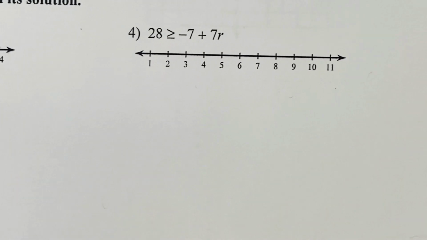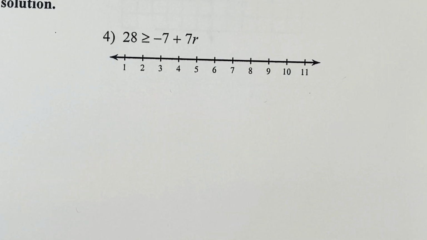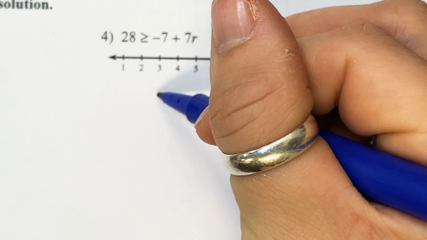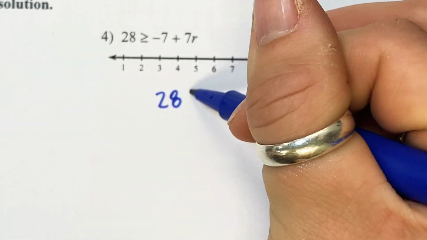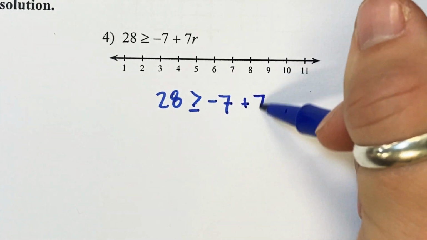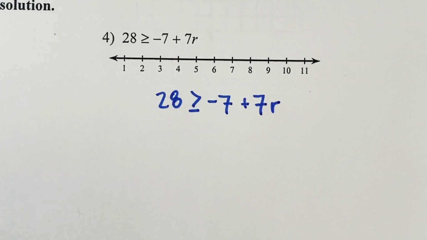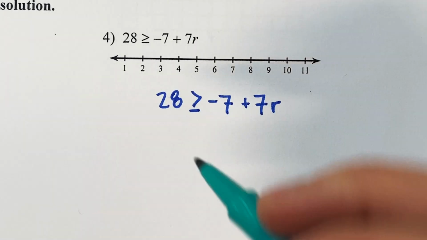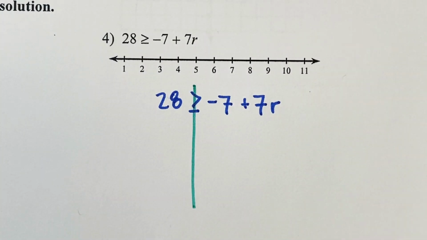Beautiful. Okay, let's look at number 4. So we need to solve this before we graph it. So I'm going to rewrite it. 28 is greater than or equal to -7 plus 7 times r. Okay, so start solving it the exact same way. Let's draw a line down your inequality sign.